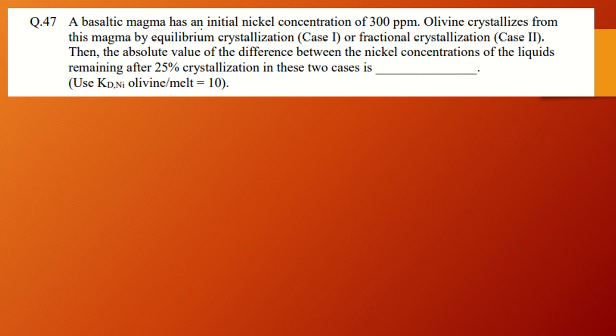Here it is asking: a basaltic magma has an initial nickel concentration of 300 ppm. Now olivine crystallizes from this magma by equilibrium crystallization, case 1, or fractional crystallization, case 2. Then find the absolute value of the difference between the nickel concentration of the liquids remaining after 25% crystallization in these two cases. As I told you in the first question about batch melting, this is a similar condition. Let us solve for case 1.